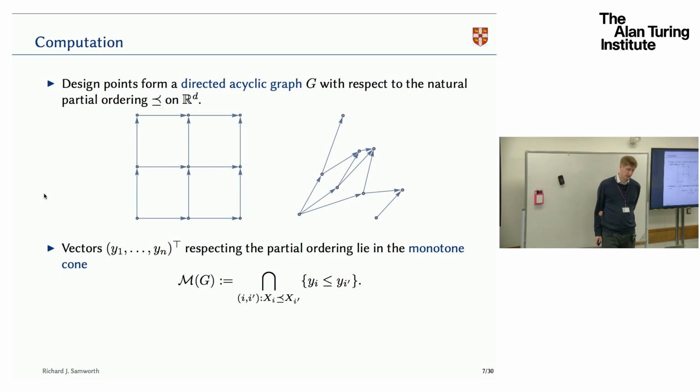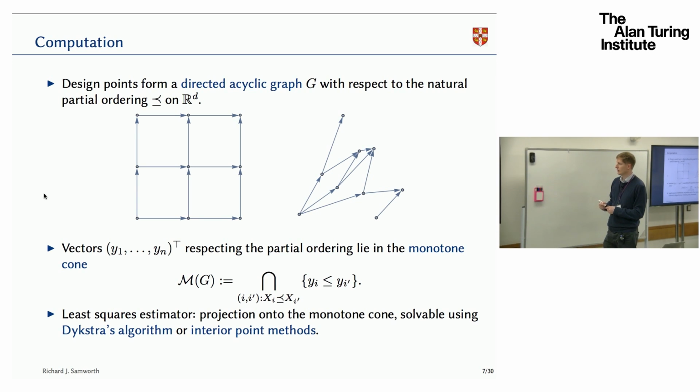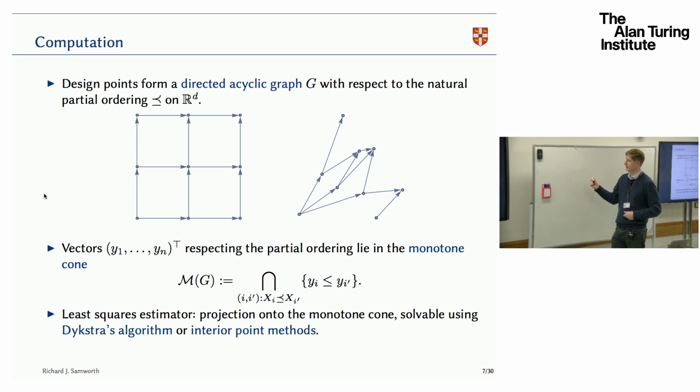Okay, so if we're going to think about feasible vectors that satisfy all the monotonicity constraints that we require, we can think of them as lying in the monotone cone. This is an intersection of half spaces, and I'll write that monotone cone as curly M of G. I don't want to focus too much on computation in this talk, but just to mention that this least squares estimator is computable. You can use something like Dijkstra's algorithm.